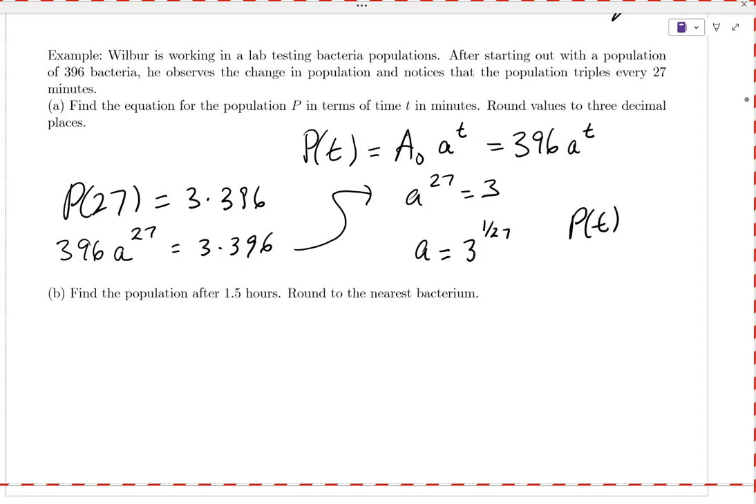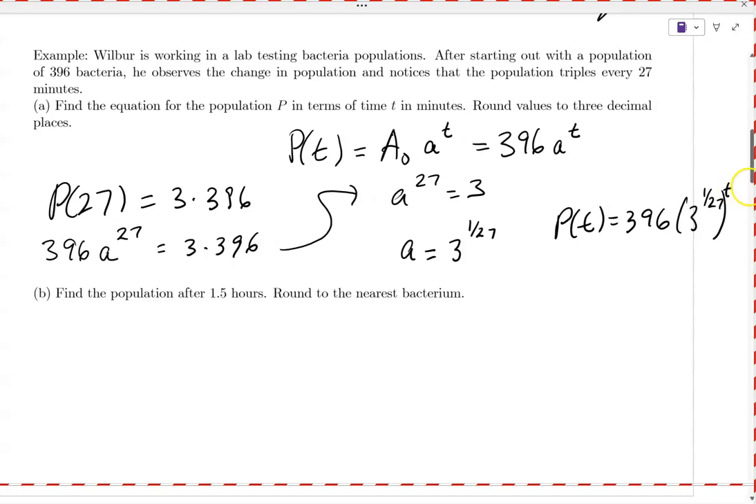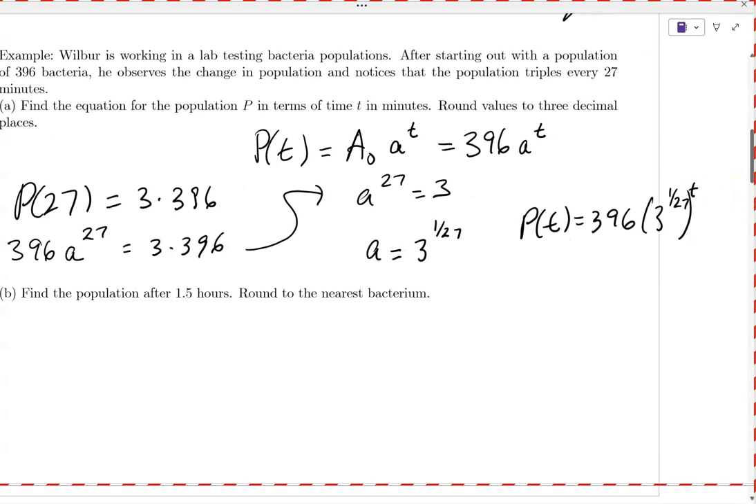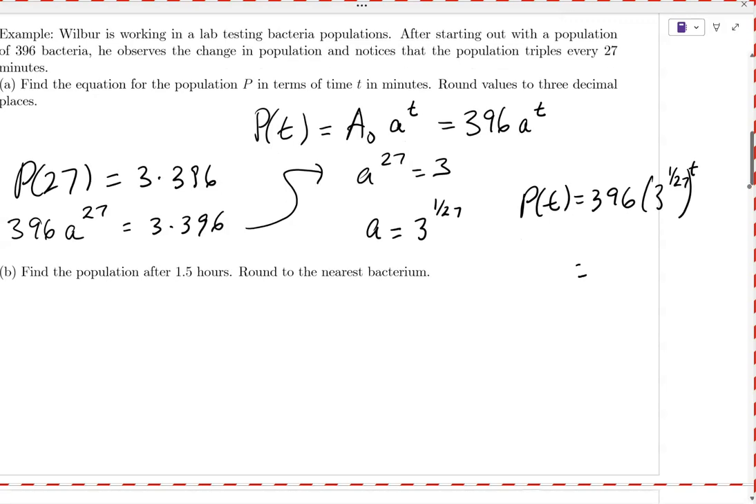We would have P of t equals 396 times 3 to the 1 over 27, to the t. And then what would you do with your exponents in that situation? Multiply them. And notice this looks a lot like the previous problem, doesn't it? It just has a t over 27 in the exponent instead of a t over 3. I'll put parentheses around that so we know that we're doing multiplication there. And again, you could do 3 to the 1 over 27 power and use the decimals, but we can just leave it like that as an exact thing.